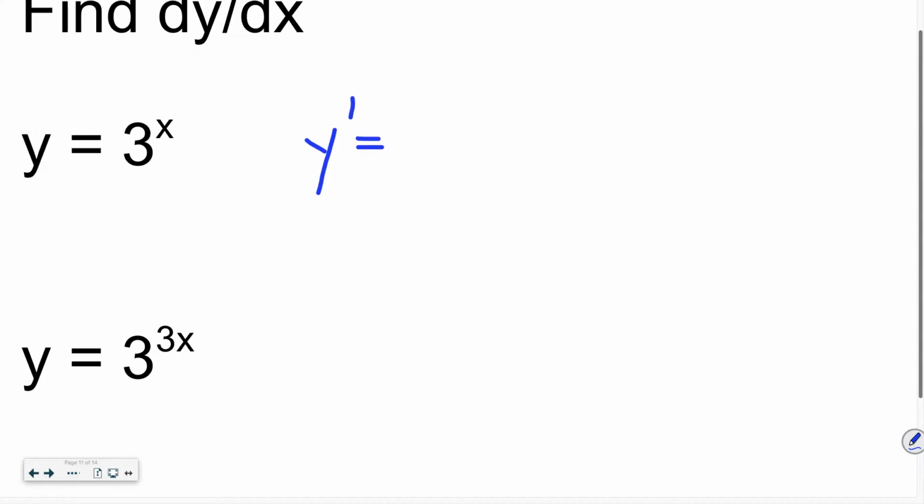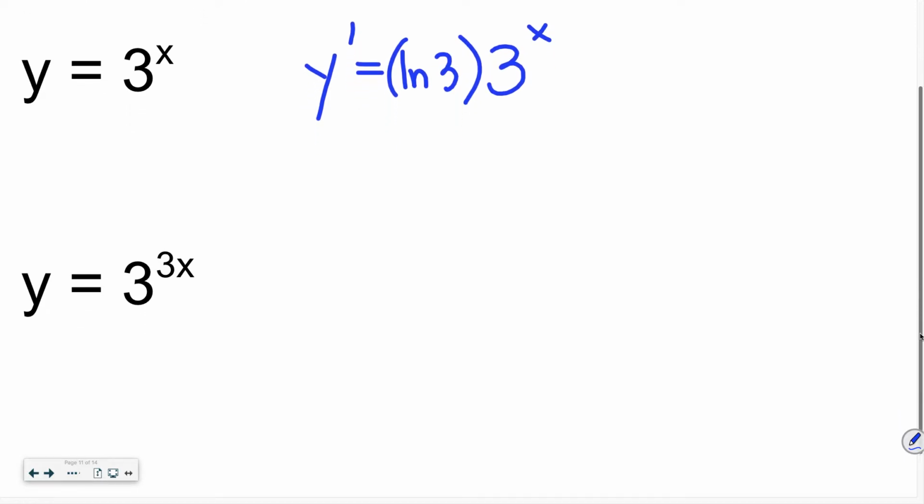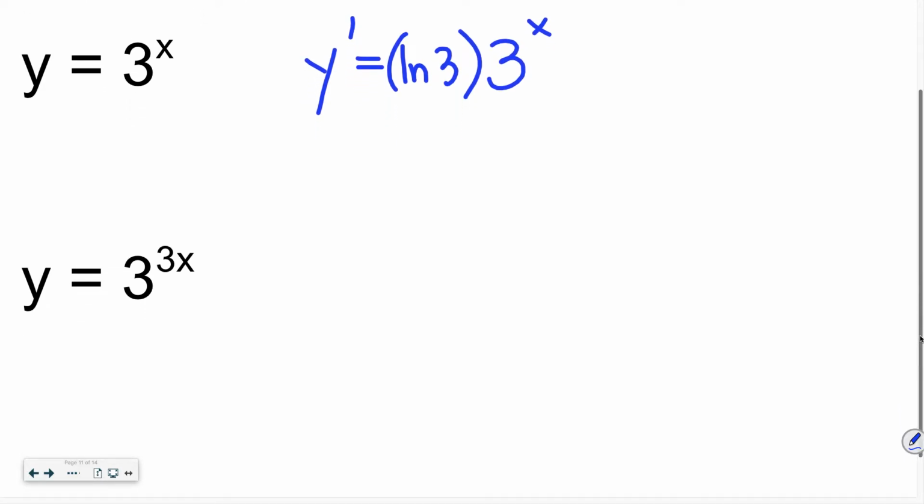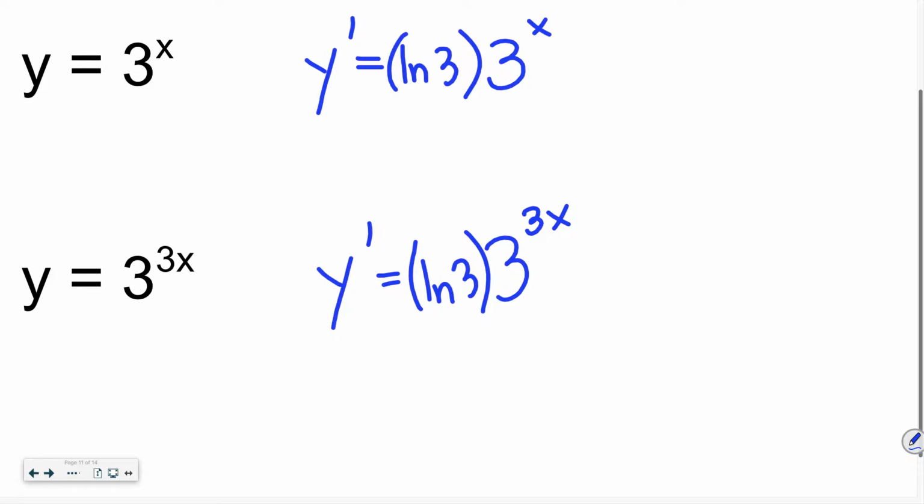Okay. If y equals 3 to the x, then our derivative is going to be copy-paste times the natural log of the base. What's the difference in our second example? Okay, that 3x is our exponent. So we're going to have to apply the chain rule, right? So we have y prime is copy paste, natural log of the base, times chain rule, the derivative of the inside is 3.